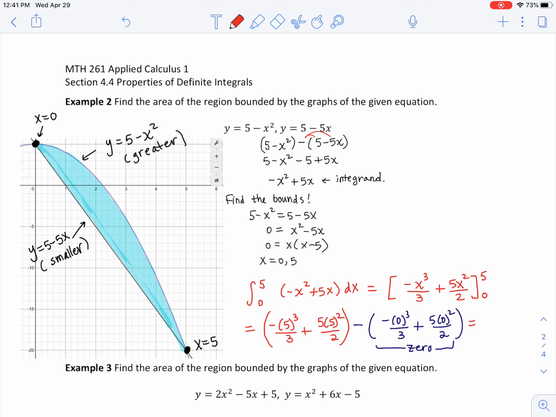But hold on a second. By the way, are you expecting to get a positive or negative answer? Negative, right? Why do we think that we're going to get a negative answer? Look, we got more area below the x-axis.